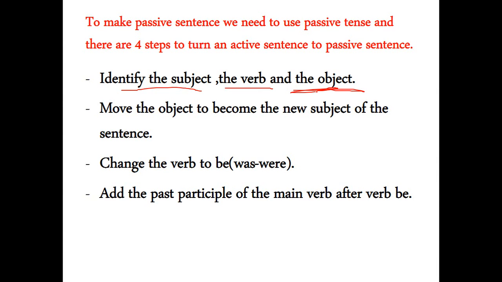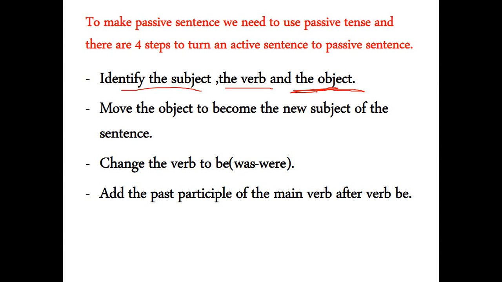For example, this is the subject, this is the verb, and this is the object. She is the subject, cleans is the verb, and the object is the room. She cleans the room. It was an active sentence. What about the passive sentence? The room was cleaned.